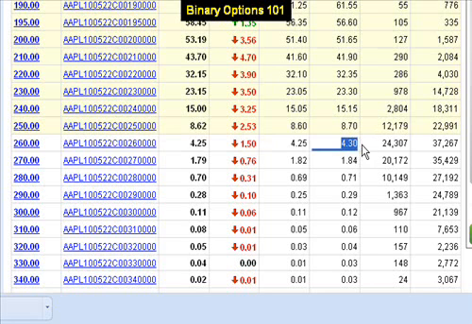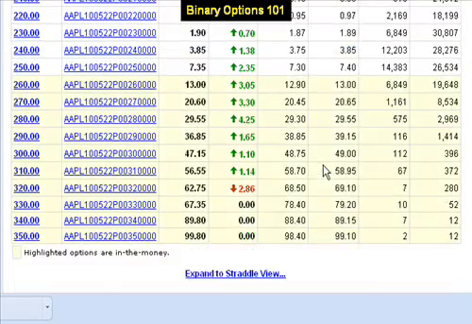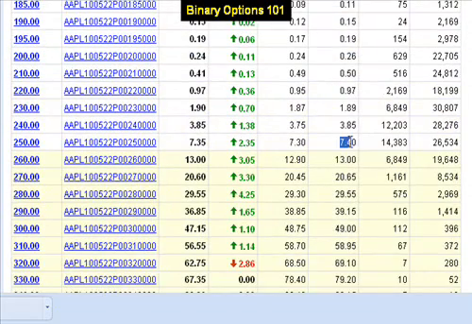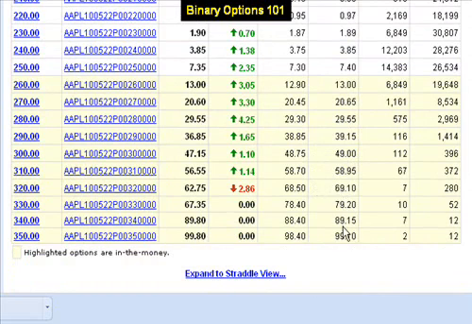For 10 contracts, it costs you $4,300. So you understand that. One contract, $430. One contract, $740. One contract, $1,300. So we have all sorts of prices. One contract, $8,900.